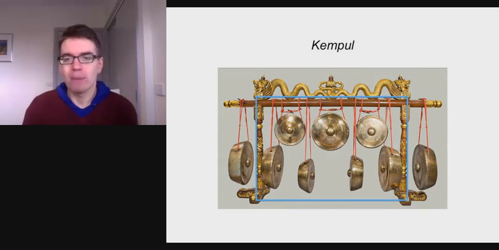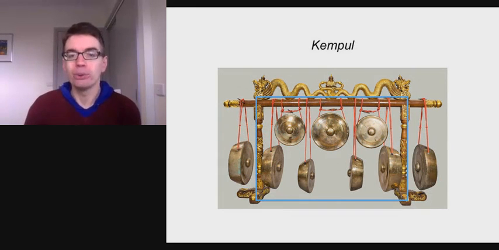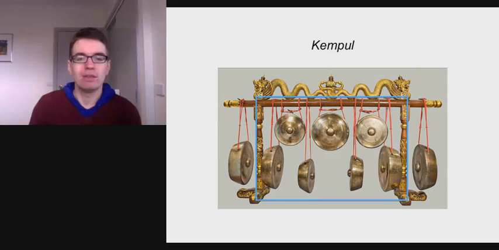Another type of suspended hanging gong are kempul, and you can see that I've highlighted the kempul in the blue rectangle on the screen here. Now, kempul is used to refer to one gong, but it can also be used to refer to many gongs here. Kempul mark secondary points of importance in gamelan structure.